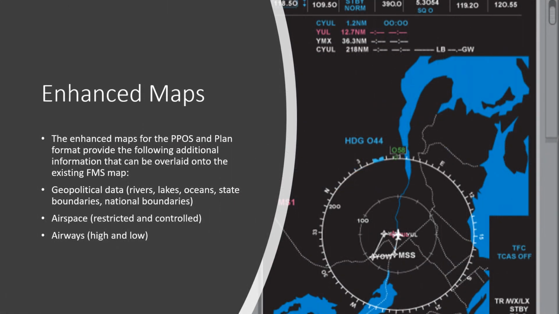The enhanced maps for the present position and plan format provide additional information such as geopolitical data, so rivers, lakes, oceans, state boundaries and national boundaries, airspace, restricted and controlled, and airways, both high and low. And you can have those on the map or on the chart. Map.